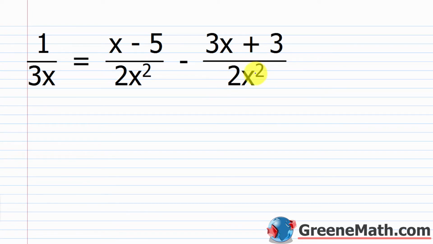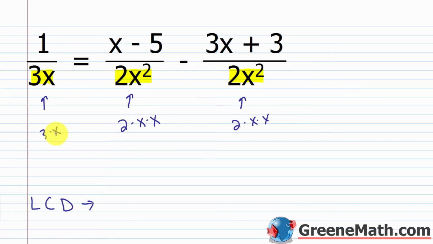The first thing I'm going to do is figure out what the LCD is. In this particular case, I have denominators that are 2x squared and 3x. If I break this down, I know this is 2 times x times x. I know this is 2 times x times x. And I know this is 3 times x. We know how to get an LCD at this point. We've watched several videos where we've done this. Essentially, all I'm going to do is look for the largest number of repeats for any duplicate factor. Everything else just goes in.